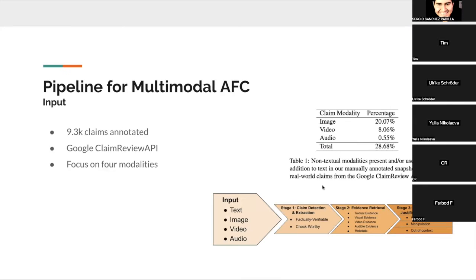So as a starting point for the survey, we manually reviewed 9,300 claims, which we gathered through the Google Fact Check Claim Review API, with the aim to see what different kinds of modalities are present and occur in real-world fact-checking. And here you can see an overview where, despite text, we have seen that 20% of the claims which we reviewed have images present in them, followed by video, and to a very small amount, just audio. So audio is, of course, a part of video as well, but only 0.5% of claims included only audio without video at all. So this is also one of the motivations why we specifically concentrated on these 4 different modalities, which you can see here as an input to the pipeline.